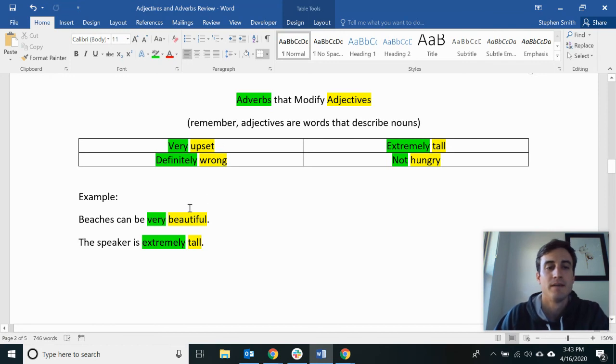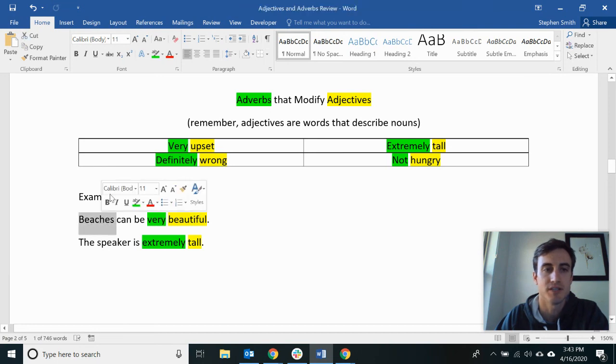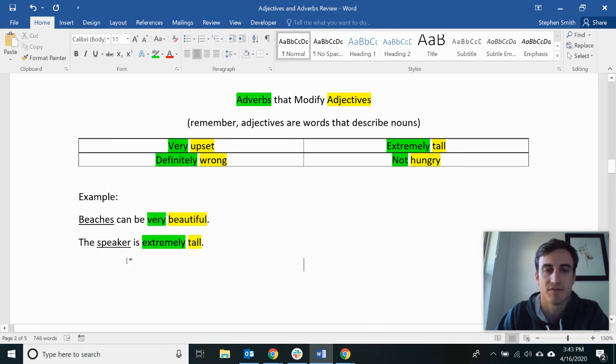Okay? Beaches can be very beautiful. Very is describing beautiful. How beautiful can they be? Very. The speaker is extremely tall. I have a question for you. What noun is beautiful describing? Beautiful. What's beautiful? The beaches are beautiful. What's tall? The speaker is tall. So remember that adjectives describe nouns, adverbs can describe verbs, adjectives, or other adverbs.